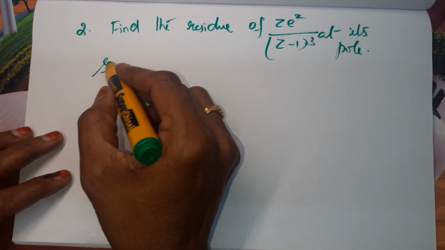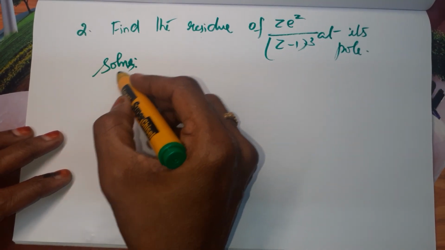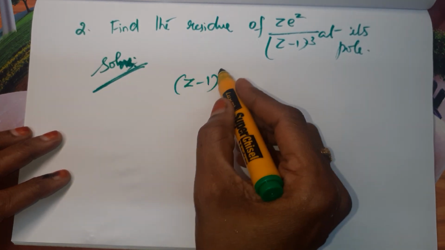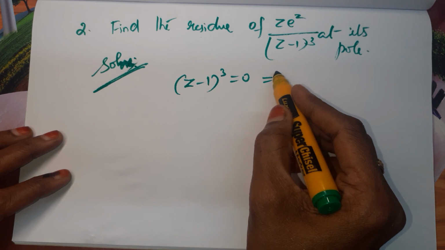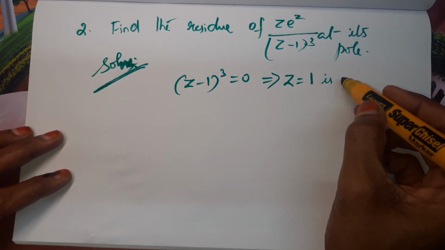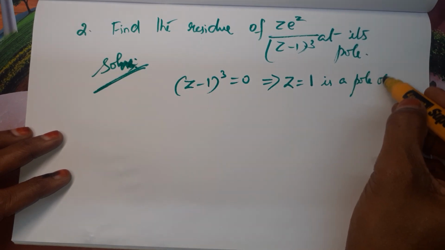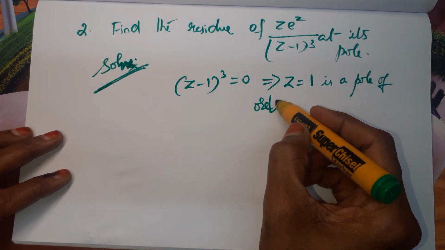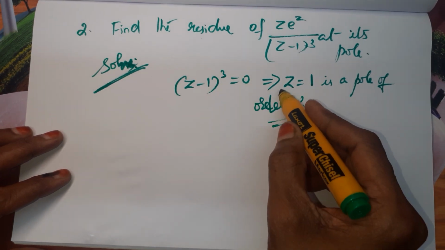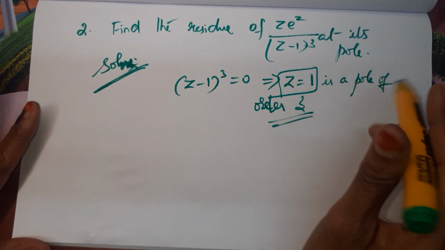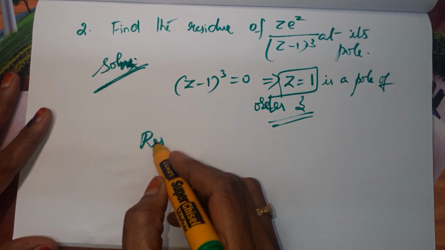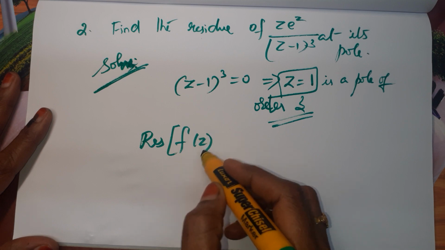So how to find the poles first? z minus 1 the whole power 3 equal to 0. Equating this to 0, we are getting z equal to 1, 3 times. So this is a pole of order 3. Since z equal to 1 is repeated 3 times, we can say z equal to 1 is the pole. But the order of the pole is 3. So order of the pole 3 means what is the formula for finding the residue?